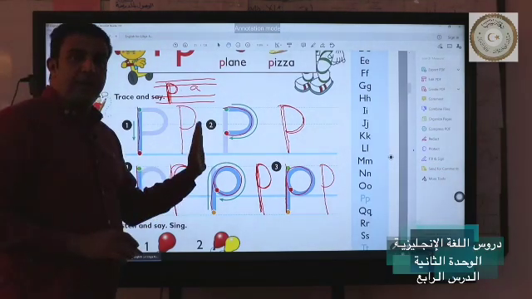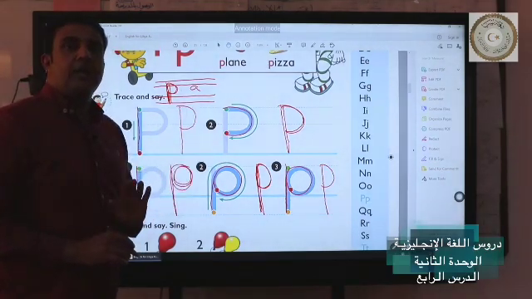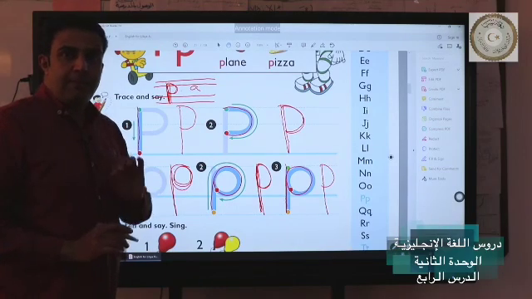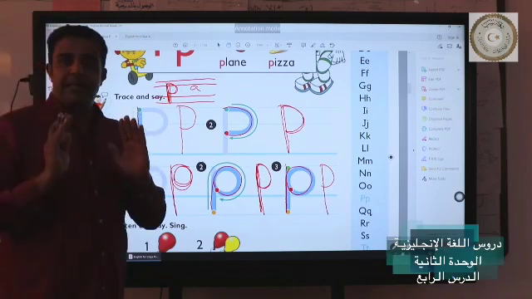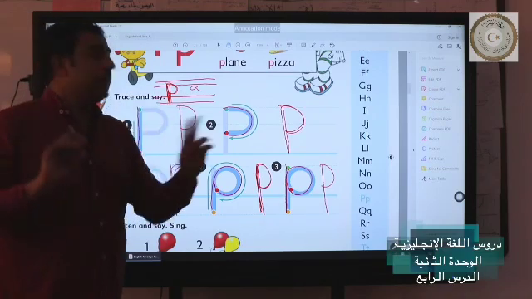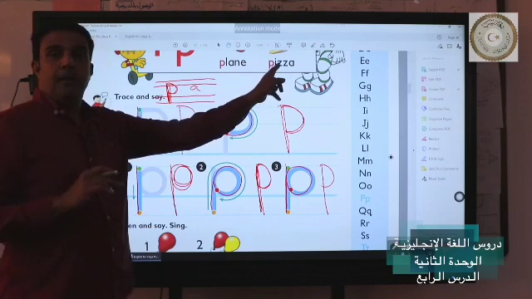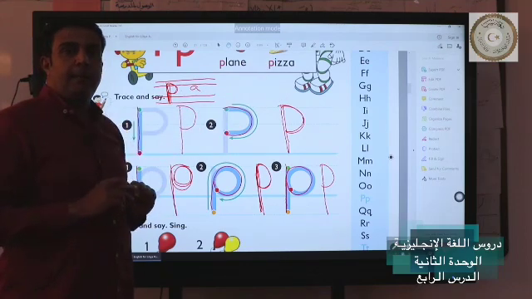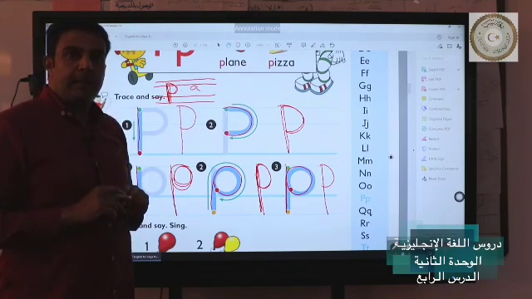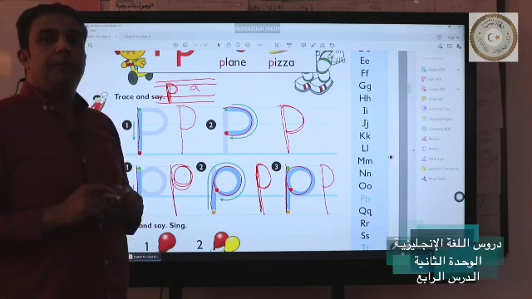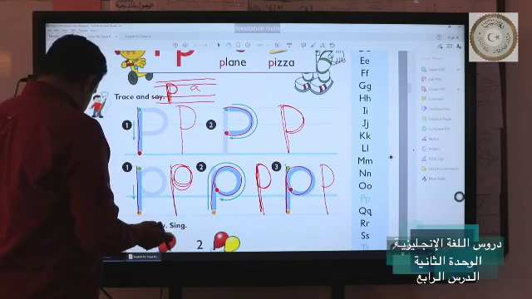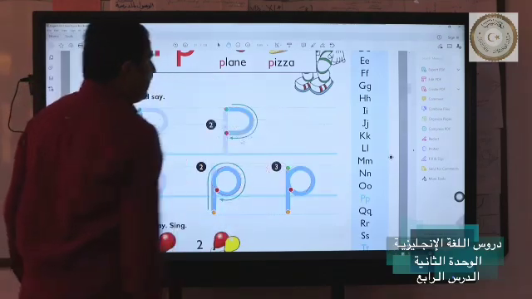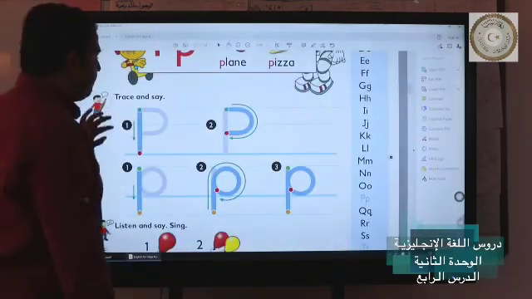As a letter we say P. As a sound we say p. Very good. As a letter we pronounce it P, but as a sound we pronounce it p, like plane, pizza. Pizza. Okay. Right. So this is how we write the letter P.